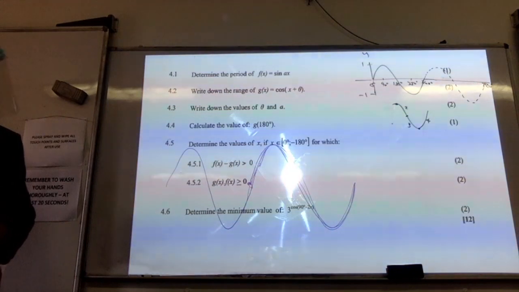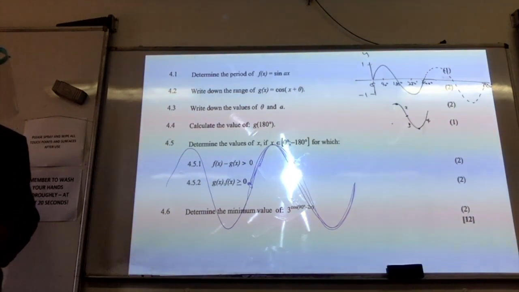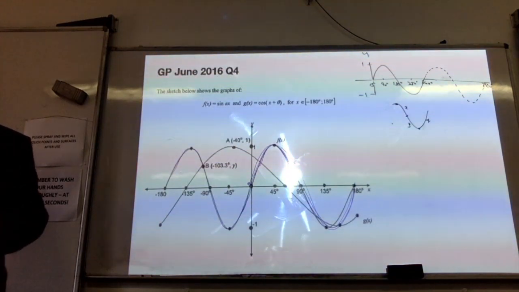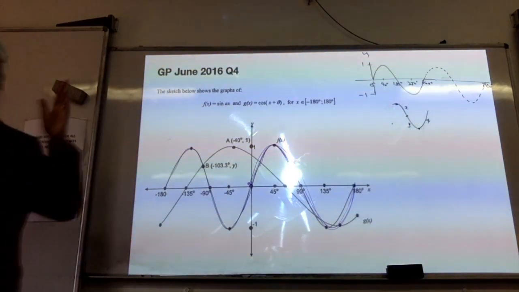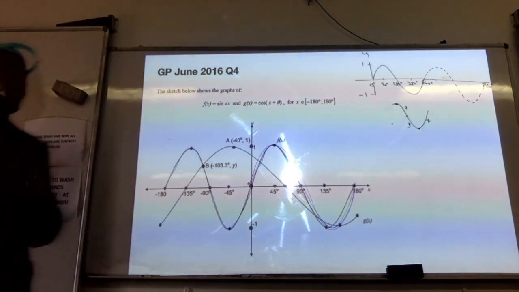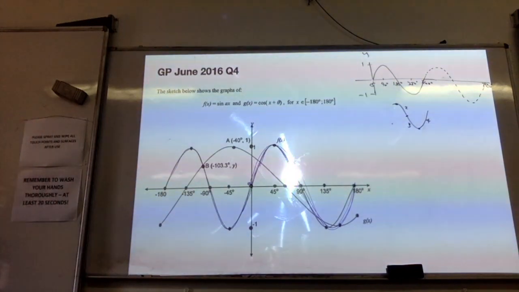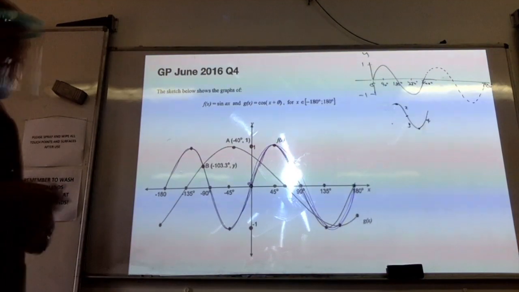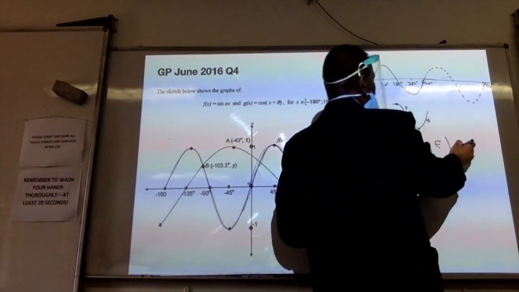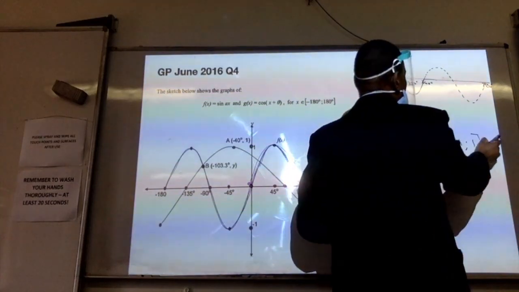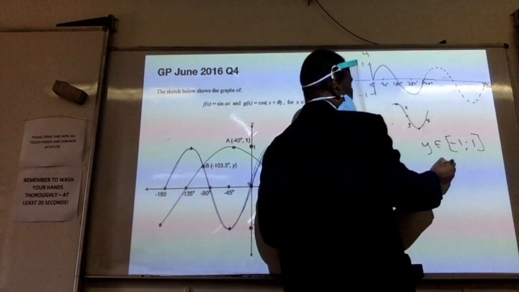Now let's go to number 2. It says write down the range of g of x. Remember the range of g of x should be made up of all the values of y from the minimum up to the maximum. Negative 1 up to 1. Yes. Okay, and you can write it like this, or you can write it like this.